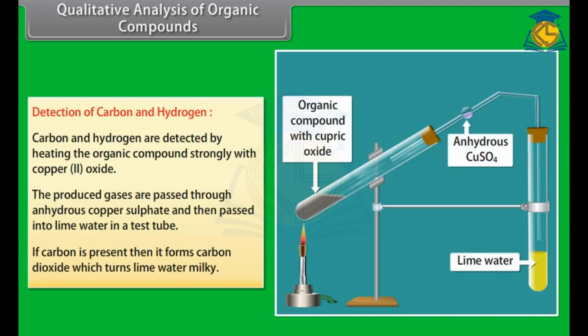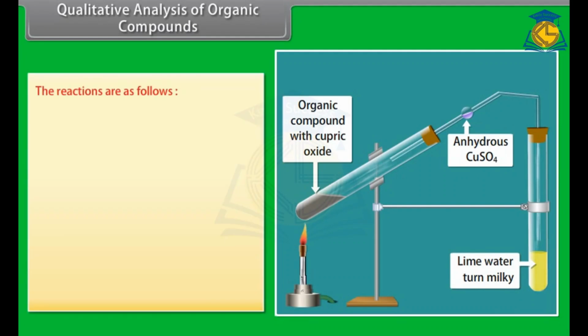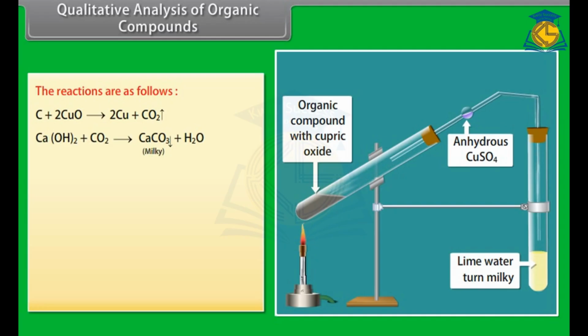If carbon is present, then it forms carbon dioxide, which turns the lime water milky. The reactions are as follows. Carbon in the organic compound reacts with copper(II) oxide and produces copper and carbon dioxide. The produced carbon dioxide reacts with calcium hydroxide, which turns it milky, indicating the presence of carbon in the organic compound.